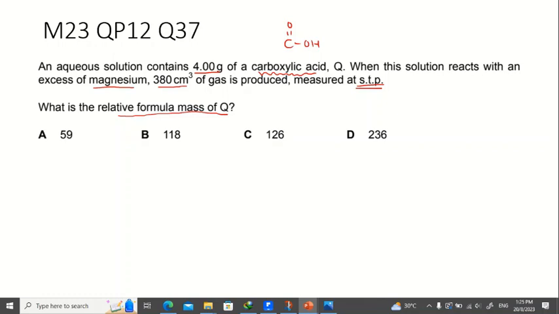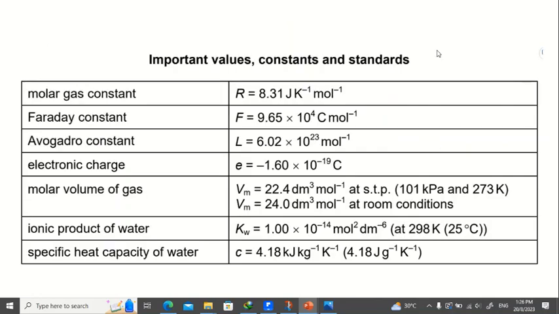We are very familiar with the volume of gas measured at RTP. It's not very common for them to ask STP, but not to worry. At the end of any paper 2, you'll be given a periodic table and also a table like this for important values, constants, and standards. Remember, all these values will be given to you in the exam, so you do not have to memorize these values.